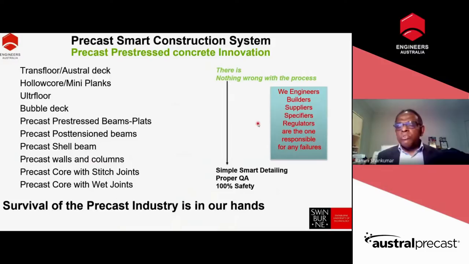There is nothing wrong with the process. Simple, smart detailing with proper QA, 100% safety, we are there. But we engineers, builders, suppliers, specifiers, regulators are the ones responsible for any failures. We have got to make ourselves correct first. So the survival of the precast industry is in our hands, guys.